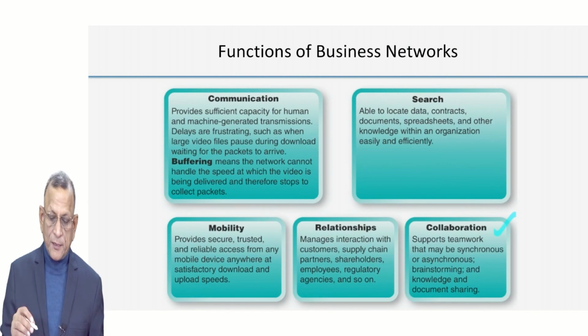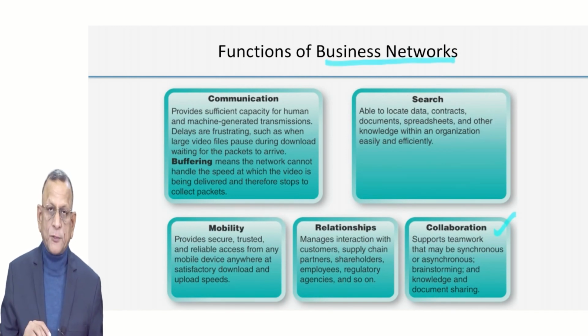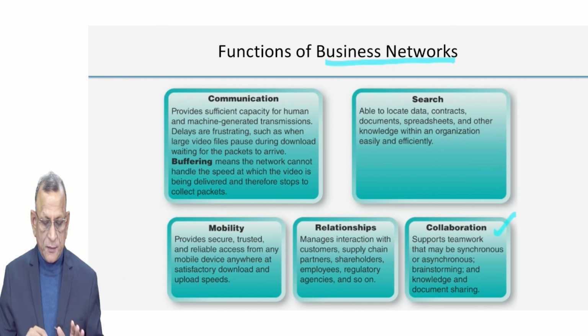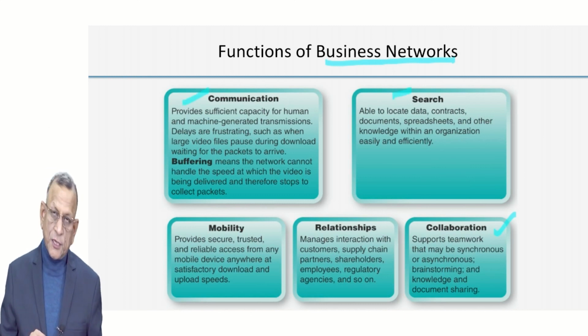Friends, in this manner, business networks are in a position to provide 5 things to us: communication, search, mobility, relationships, and collaboration.